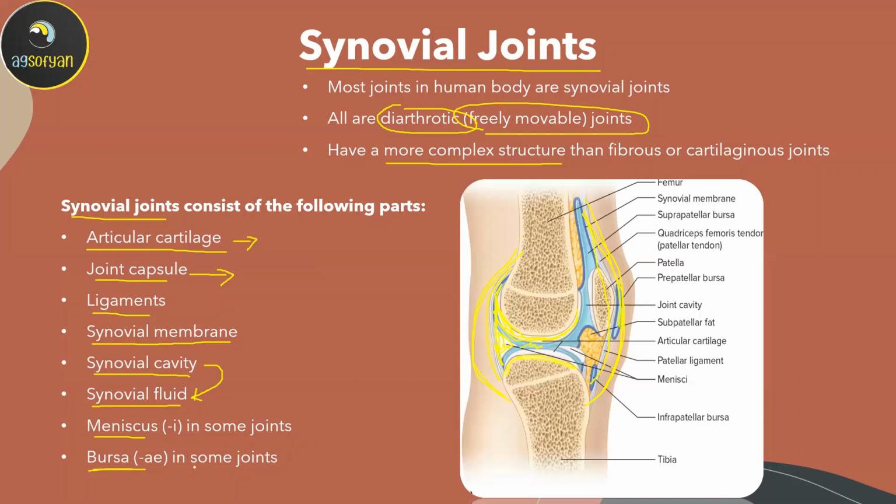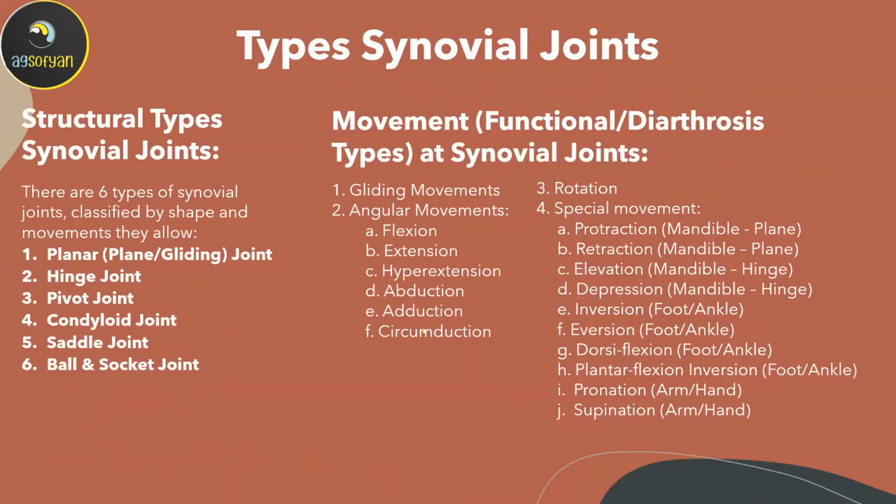Sometimes bacteria can cause infection in the bursa, and that infection is called bursitis. So bursitis is infection of the bursa, mostly by bacteria, causing inflammation of the joint area. Okay, so these are the components of a synovial joint.